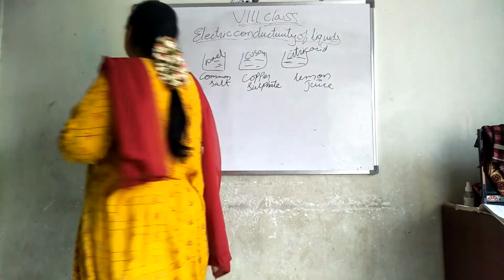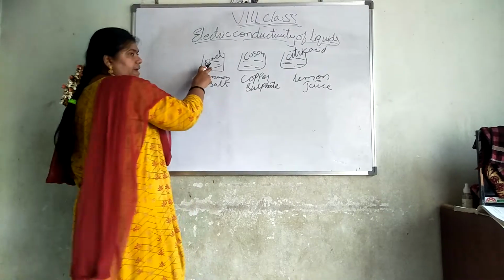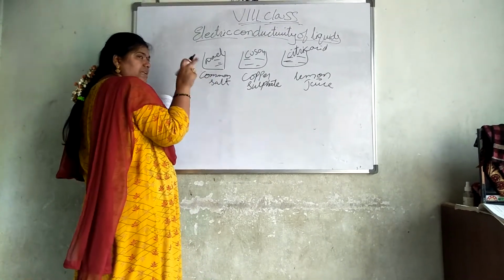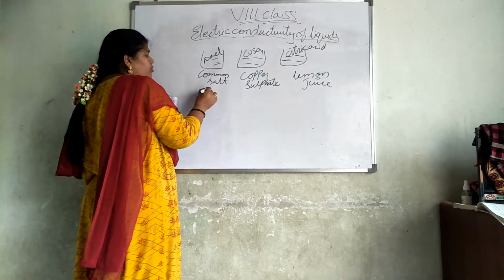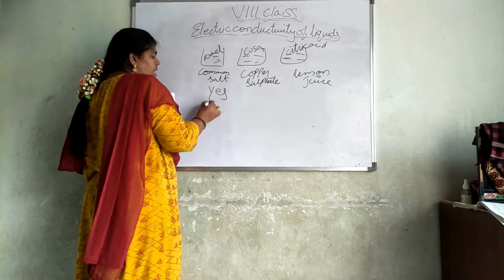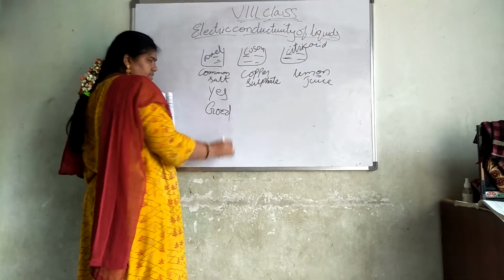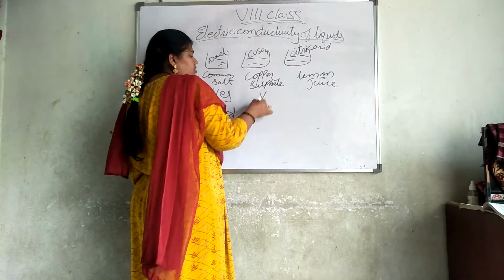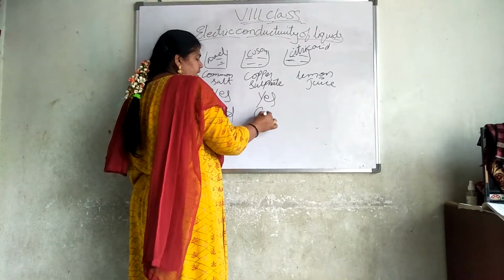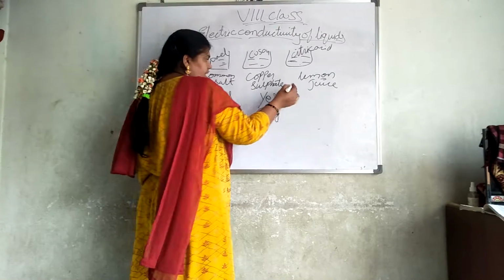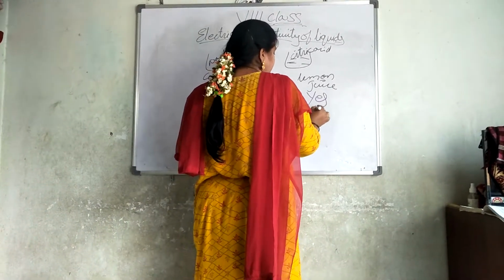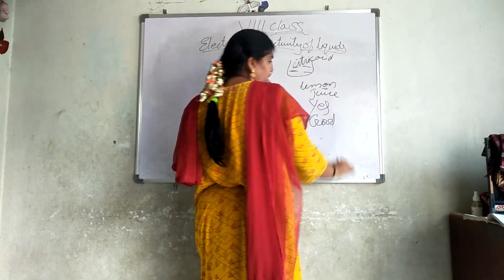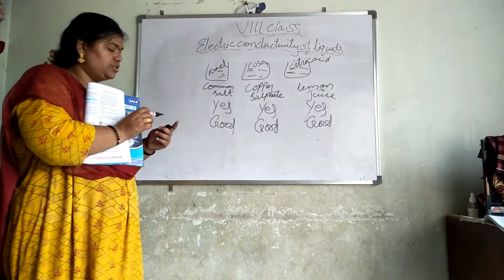Now pour this sodium chloride, that is common salt, solution in the same circuit. Will the bulb glow? Yes, the bulb will glow and this is a good conductor of electricity. Then copper sulphate, this is also a good conductor of electricity. Next, lemon juice, yes, the bulb will glow, this is also a good conductor of electricity.